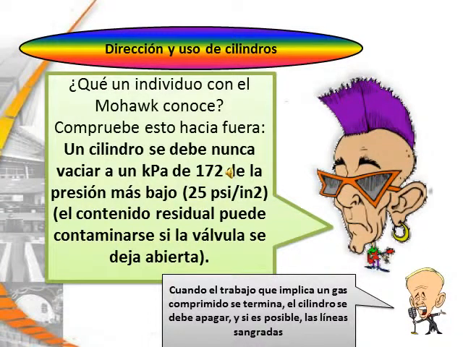A cylinder should never be emptied to a pressure lower than 170 kPa. The residual contents may become contaminated if the valve is left open. When work involving compressed gases is completed, the cylinder must be turned off and, if possible, the lines bled.